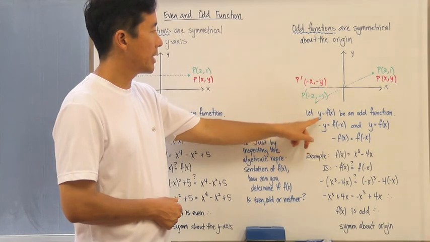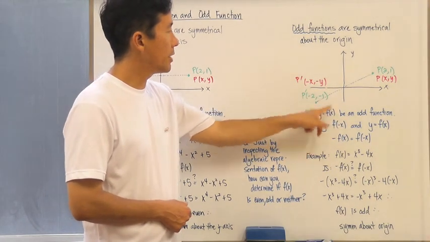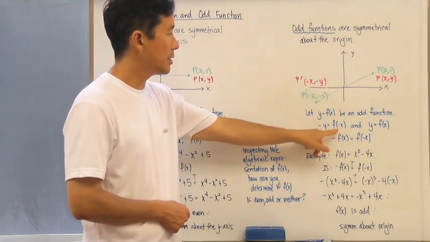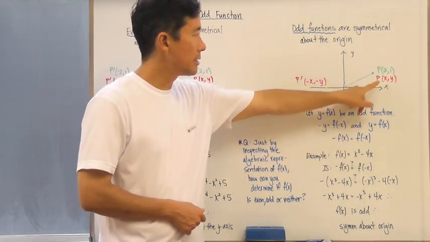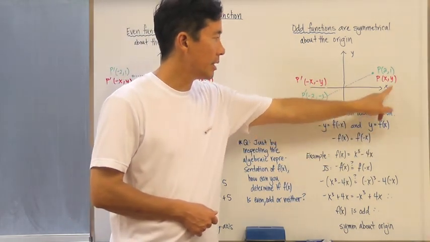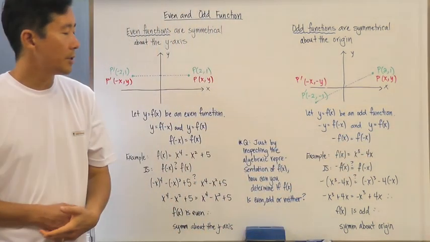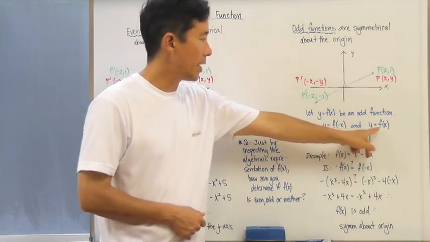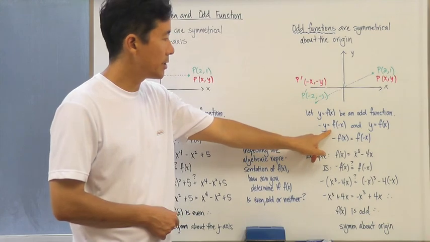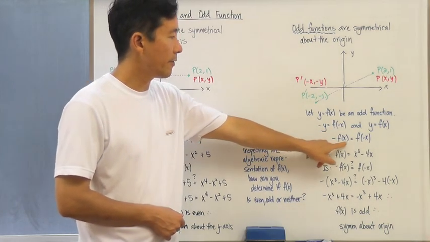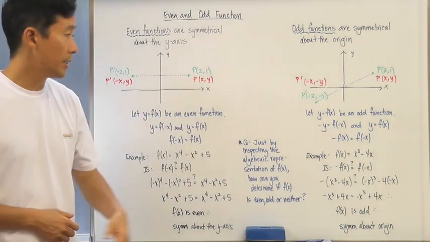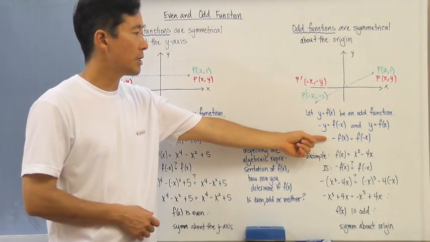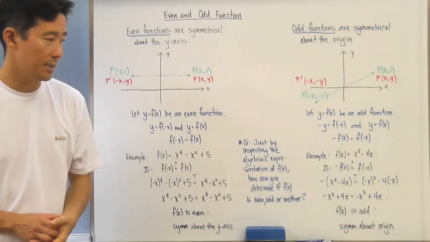And therefore what we can say is that f of the opposite of x is going to generate this opposite of y value. And, of course, y is also equal to f of x. So now if I substitute f of x for y into this equation here, I get the opposite of f of x equals f of the opposite of x. So there we go, there's our algebraic interpretation of what an odd function is.